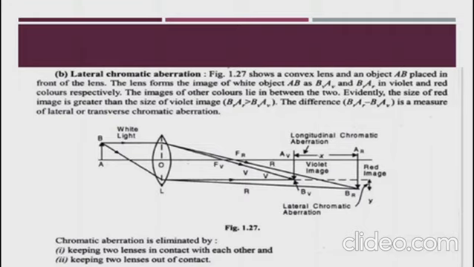Two methods for eliminating the chromatic aberration are keeping the two lenses in contact with each other and keeping the two lenses out of contact.